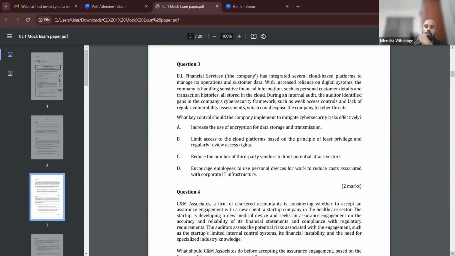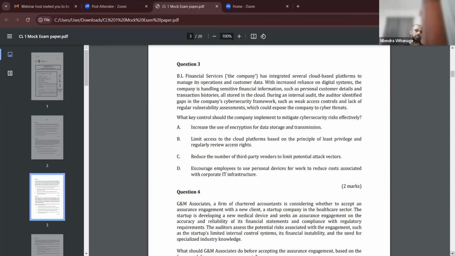C, reduce the number of third-party vendors to limit potential attacks. Right? Reduce third-party vendors to reduce attacks. D, encourage employees to use personal devices for work to reduce costs associated with corporate IT infrastructure. Asking employees to work with their personal PCs. Disaster. Disaster. What's the answer? A, B, C, or D?